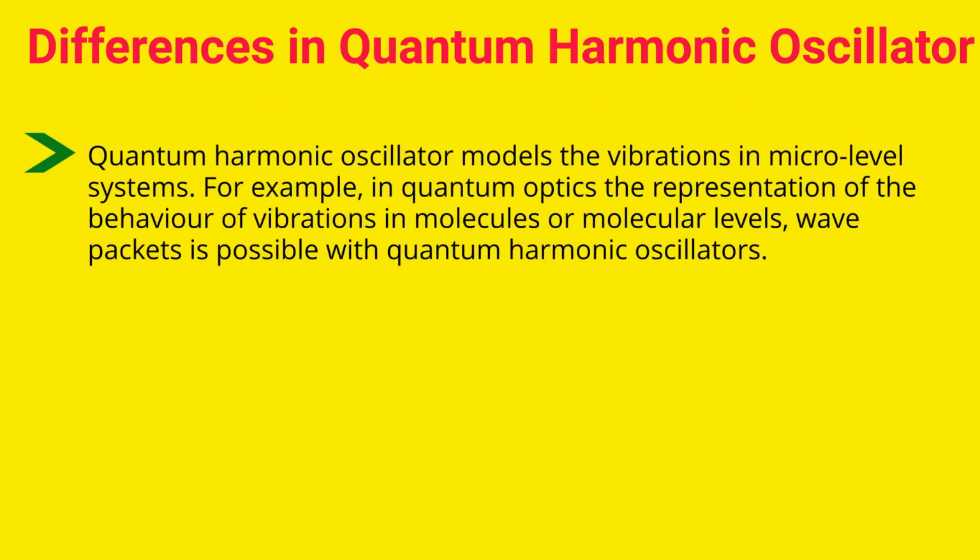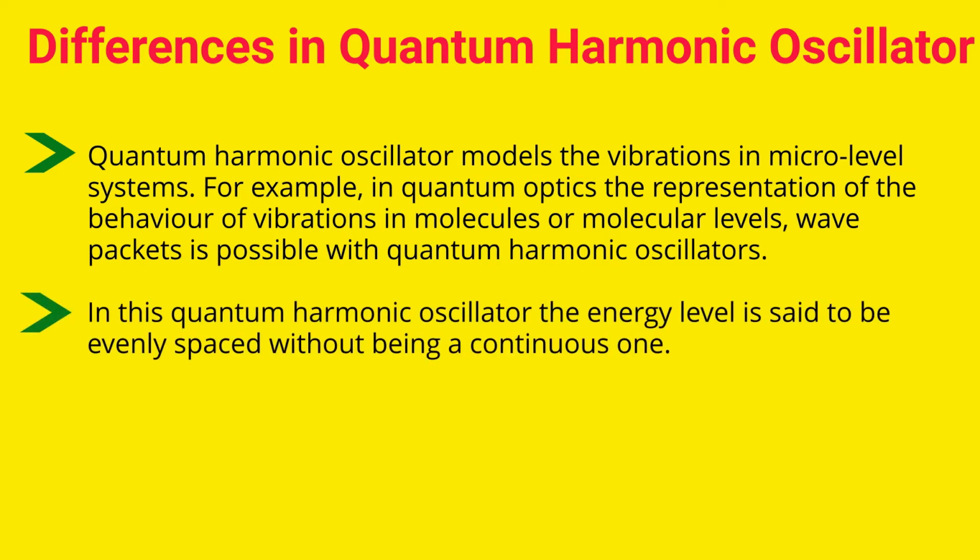Quantum harmonic oscillator models the vibrations in micro-level systems. For example, in quantum optics, the representation of the behavior of vibrations in molecules or molecular levels, wave packets, is possible with quantum harmonic oscillators. In this quantum harmonic oscillator, the energy level is said to be evenly spaced without being a continuous one.